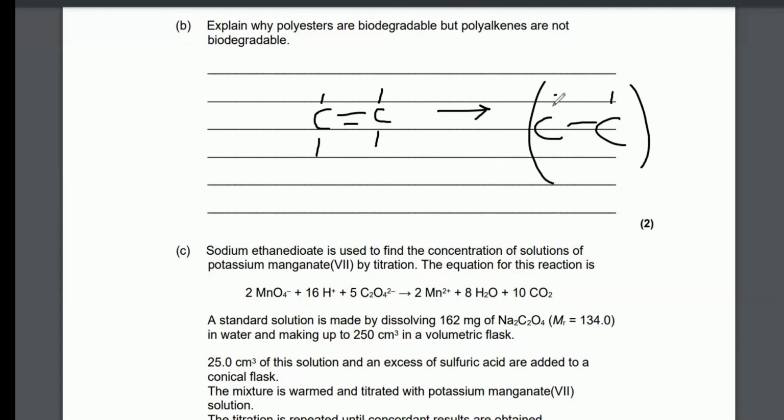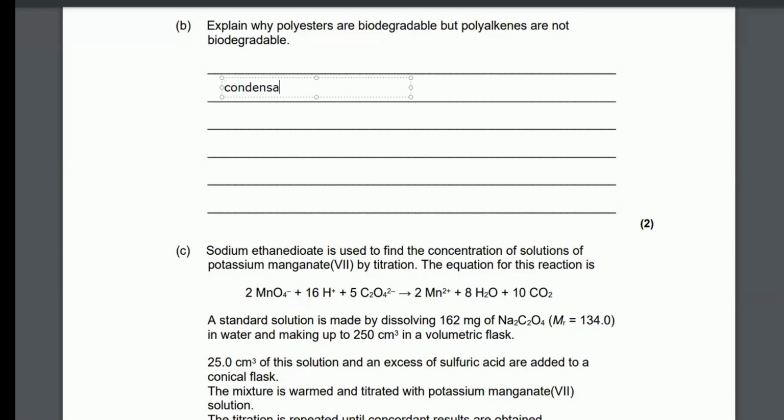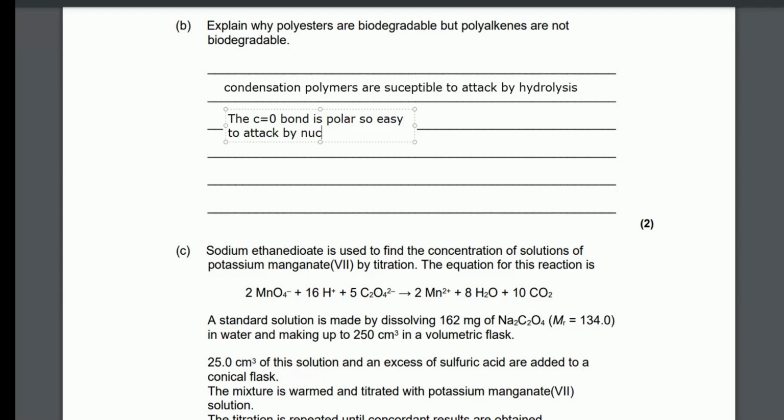However, if we look at a polyalkene over here, look at it. It's completely saturated. There's no polar end, and so it's unlikely to be attacked. Therefore, we want to just explain that for our 2 marks. So condensation polymers, such as polyesters, are susceptible to attack, specifically nucleophilic attack, and so undergo hydrolysis. However, polyalkenes, polychloroethene or whatever, that's not a polyalkene, that's PVC, but polyethene does not have a polar bond and so is not susceptible to nucleophilic attack.